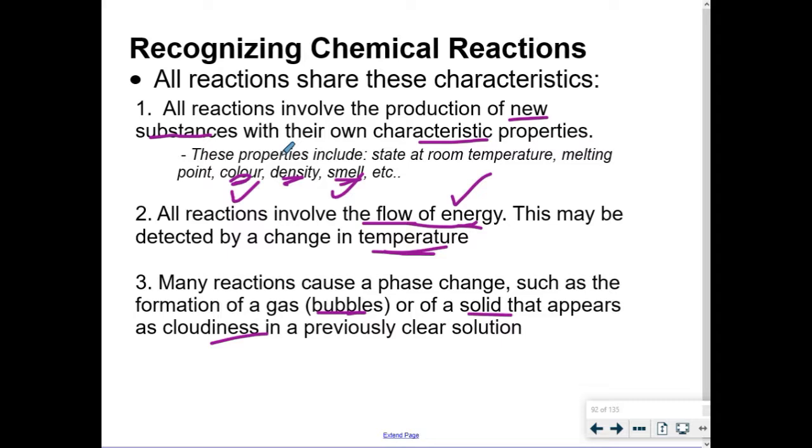Let me give you a different example here. What if I take that same sheet of paper and I crumple it up? Did it change its color? No. Does crumpling it up make it smell? No. Does it have a new melting point? No. Okay. So we'll actually do some examples of this in a lab.